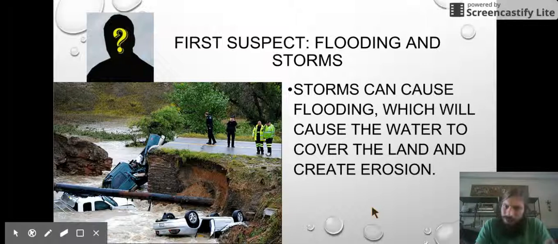Now, the first suspect, the first cause for coastal erosion, might be flooding and storms. We know that storms can cause flooding, which will cause the water to cover the land and create erosion. In this picture, we see the way the storm can damage and weaken the land, making it very easy to wash away.